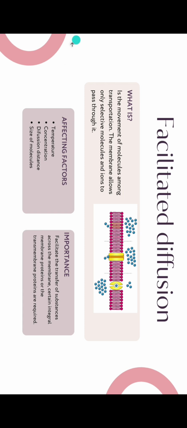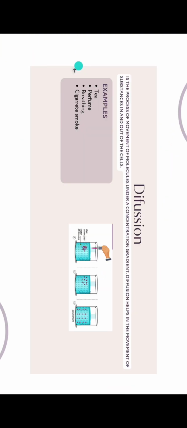The temperature can affect facilitated diffusion because when the temperature increases, the movement of molecules increases too. The concentration: the movement of molecules takes place from the region of higher concentration to lower concentration. And the size of molecules, because smaller molecules are lighter and hence diffuse faster than larger molecules. Some examples of this could be the glucose transporter and ion channels.